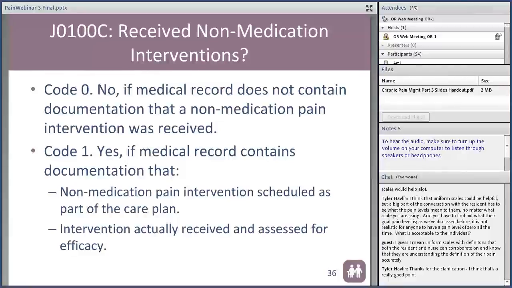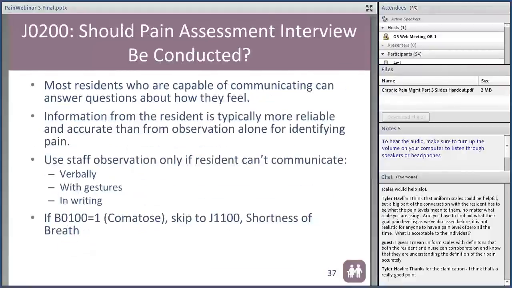So non-medication intervention scheduled as part of the care plan and intervention actually received and assessed for efficiency. So it's not enough to just document that it's been done, but has it been effective? And it's just like your PRN medication. We have to document if they received it and was it effective or not.